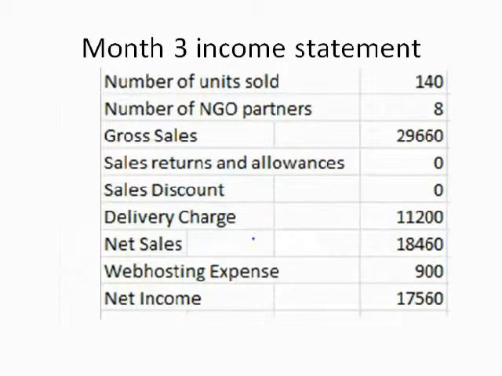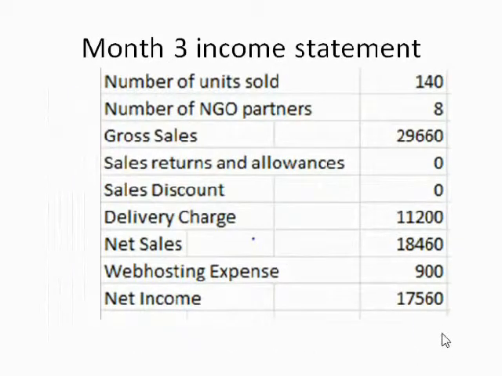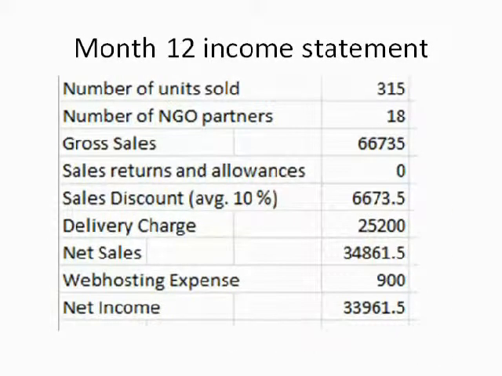Similarly, for month 3, net income has increased to 17,560. In month 6, we have started giving discounts, so an average 10% discount on each product. Gross sales is increased twofold by this time, and since the number of units sold is also increased, that's why the net income has gone up to 22,341 from 17,560 in month 3.